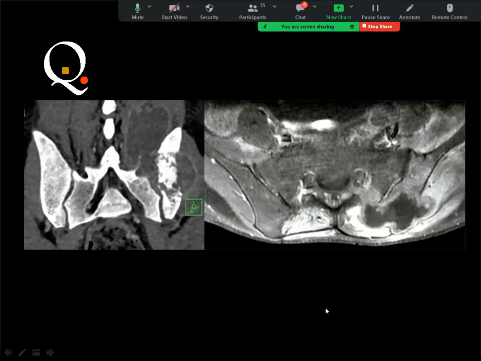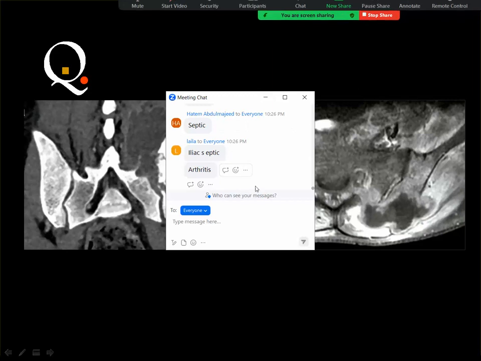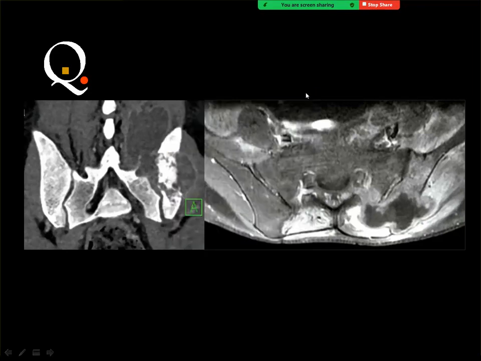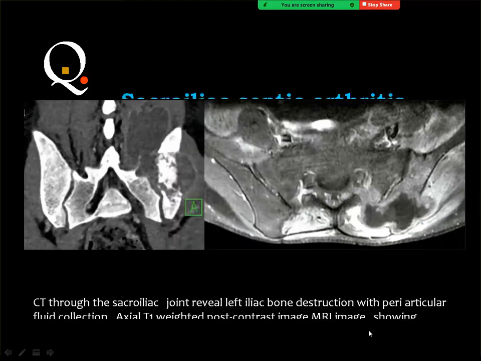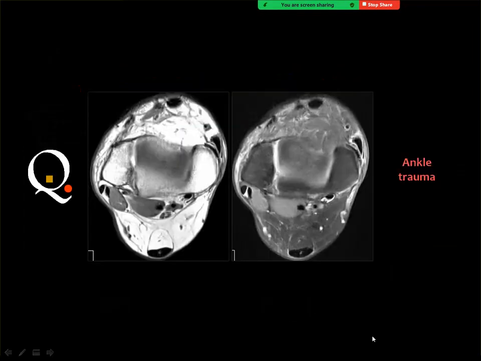Number one, trauma. Number two, infection. Number three, tumors. But bilateral sacroiliac joint disease has a very long list of differential diagnoses. This is septic arthritis of the sacroiliac joint.